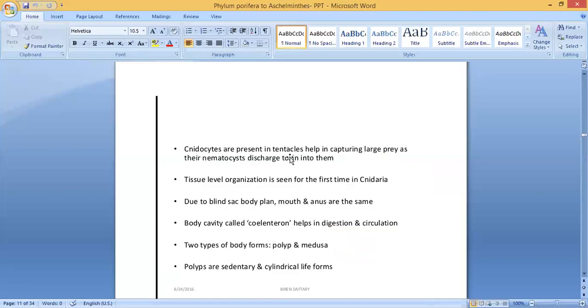Cnidocytes are present in tentacles, which help in capturing large prey as their nematocysts discharge toxin into them. So what is the use of this cnidocyte? Where is it present? They are present in tentacles, helping in capturing large prey as their nematocysts discharge toxin into them.